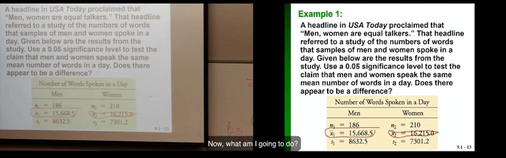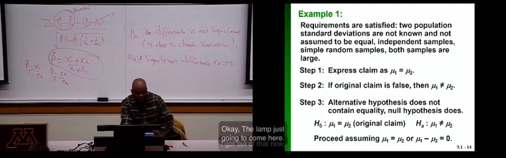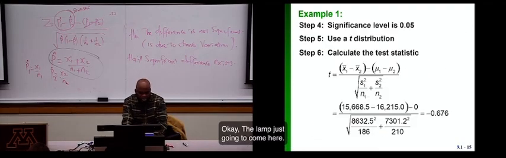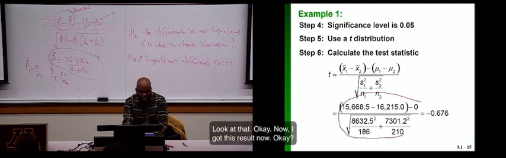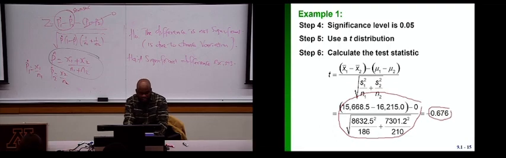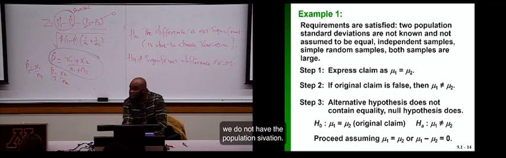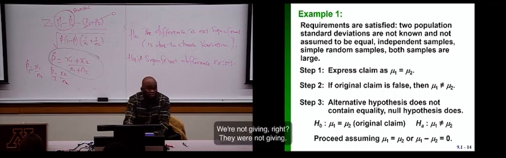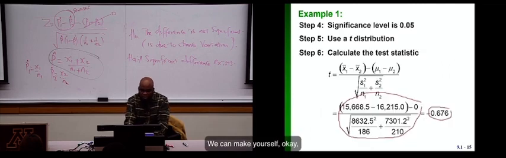Now, what am I going to do? I got all of that now. Then I'm just going to come here. I've put all of that here now. Look at that. Now I got this result. And because the population standard deviations were not given, right? And since they were not given, we can make use of T.